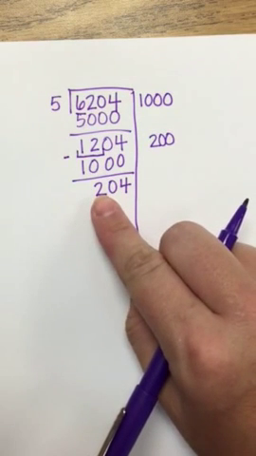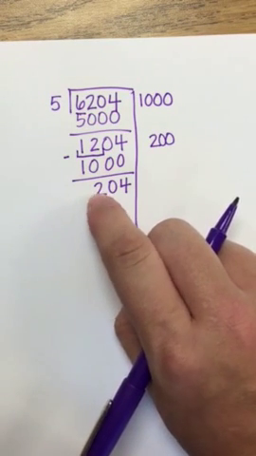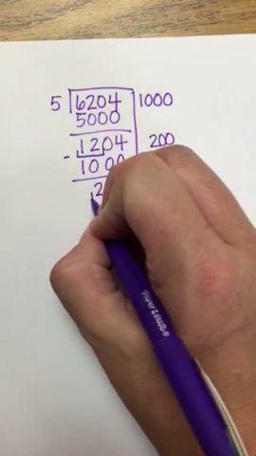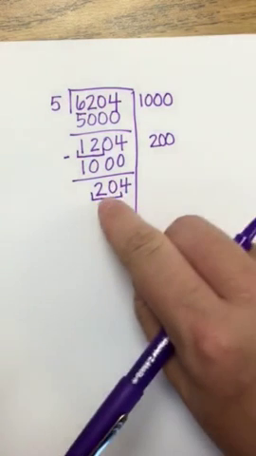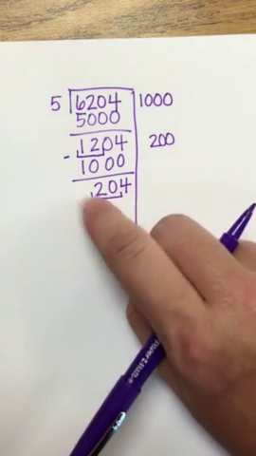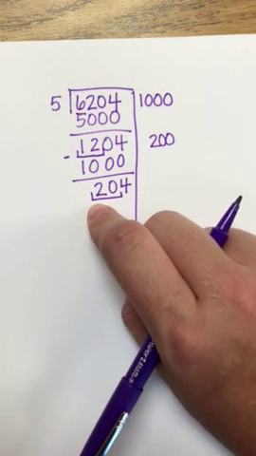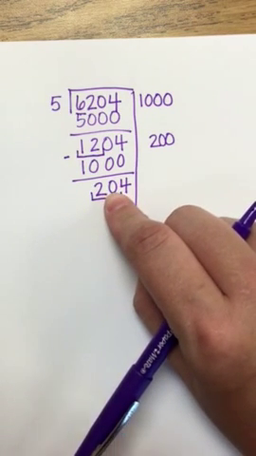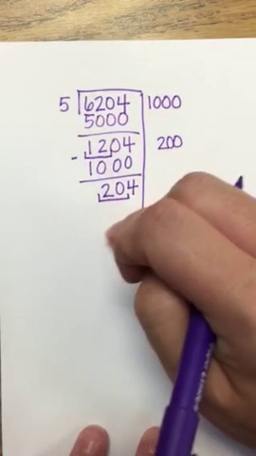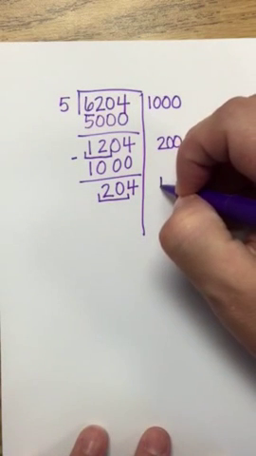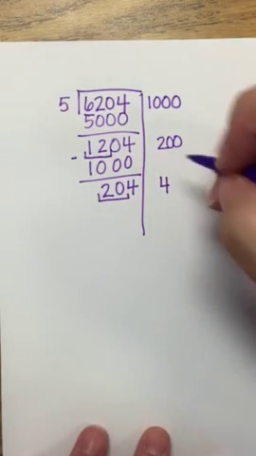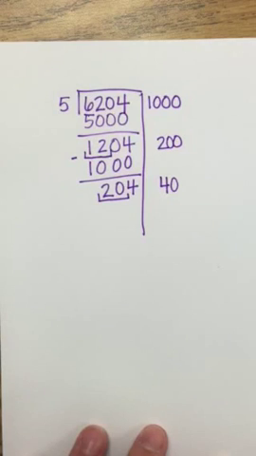We're left with 204. So I have 200s. Again, that's not enough to put 100 in each of the groups, so I'm going to look at how many tens I have. Well, I didn't originally have any tens here, but when I break these 200s up, I'm going to have 20 tens. And those 20 tens split into 5 groups is going to allow me to put 4 tens in each group, which has a value of 40.